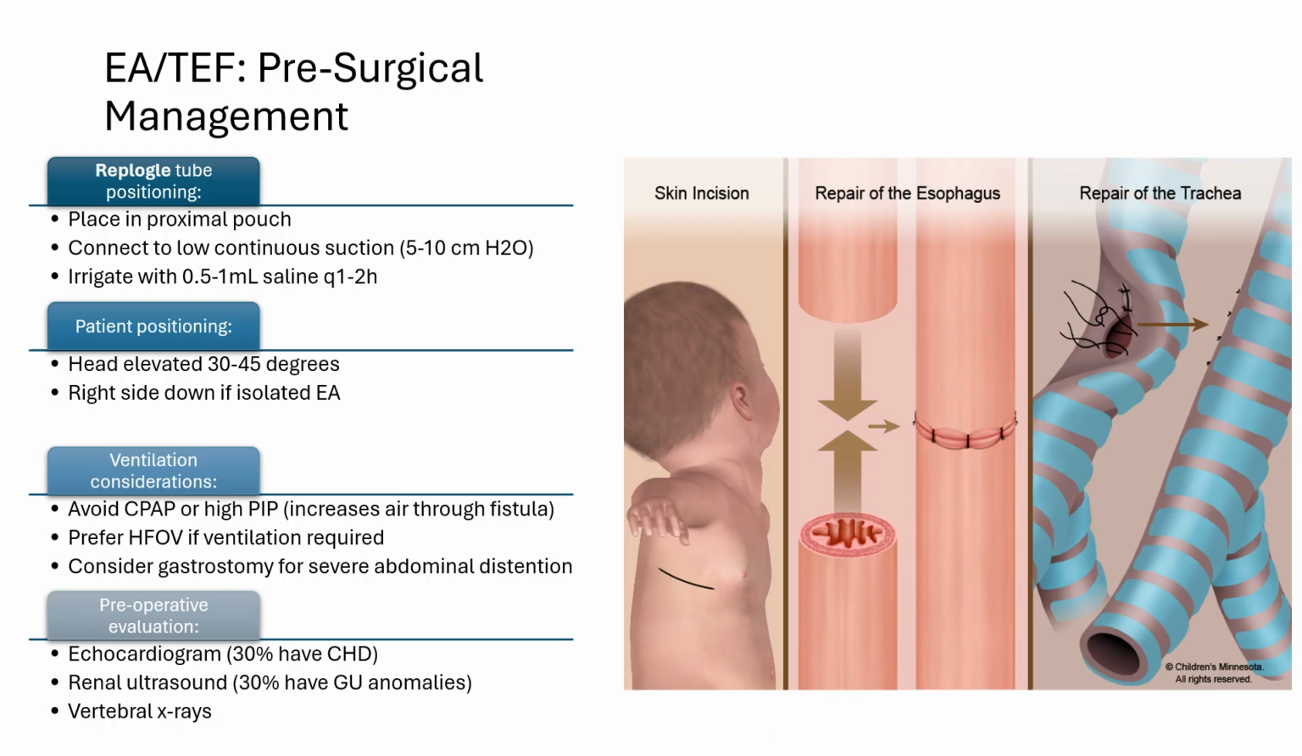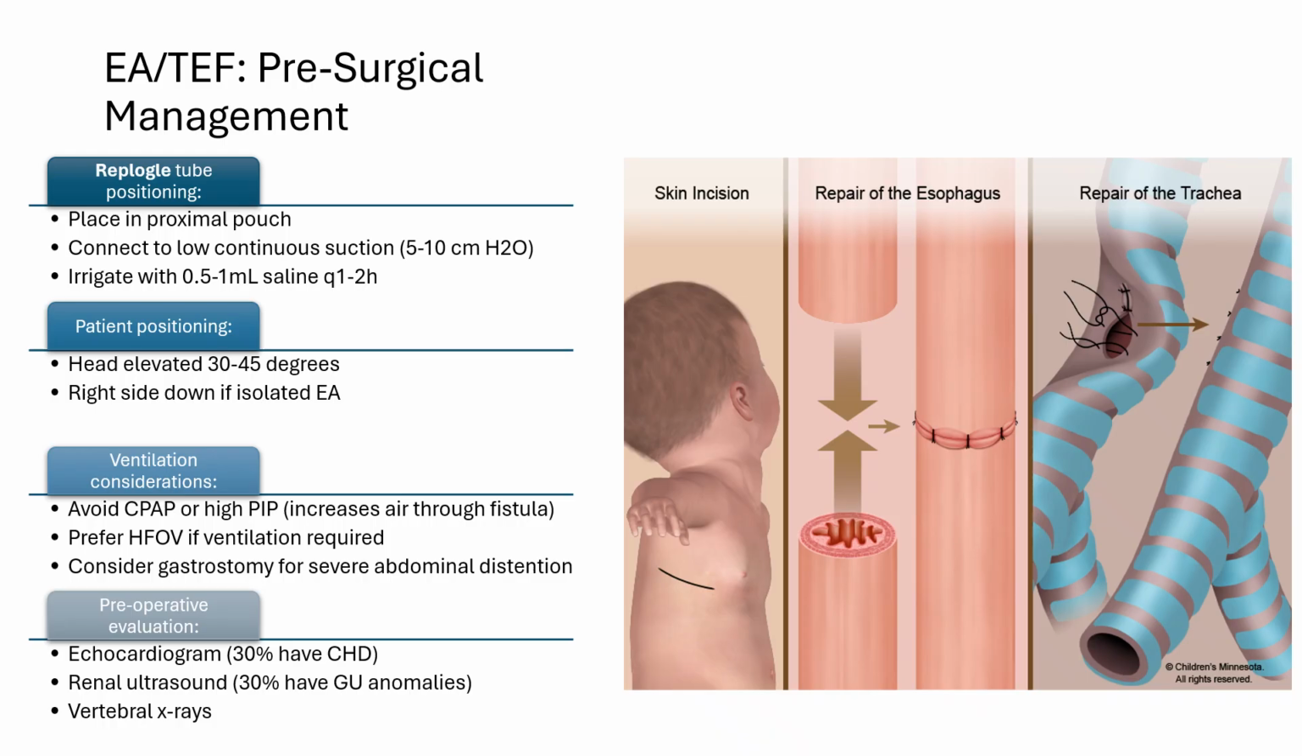Once you've confirmed the diagnosis, your pre-surgical management focuses on preventing aspiration and minimizing complications from that fistula connection. The Replogle tube becomes your most important tool. Position it carefully in the proximal pouch and connect it to low continuous suction at 5 to 10 centimeters of water. Here's why this matters.